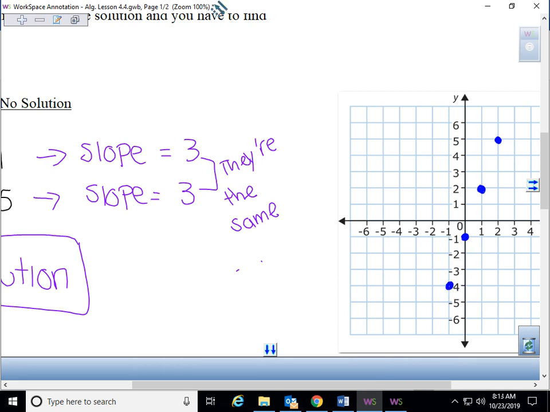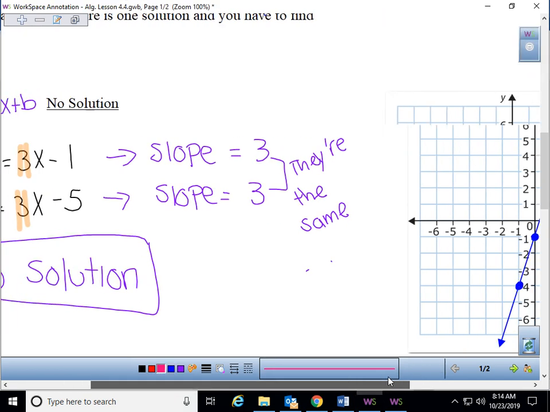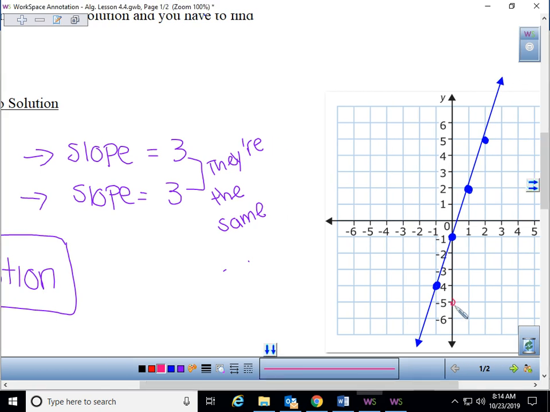Now that's enough points for me that I can connect them and have a pretty good idea what my line is going to look like. So there's line 1. I'll do the same thing for line 2. This time this y-intercept is at -5, so I'm going to start there. Here's -5 on my y-axis. Slope is also 3. So I go up 3.